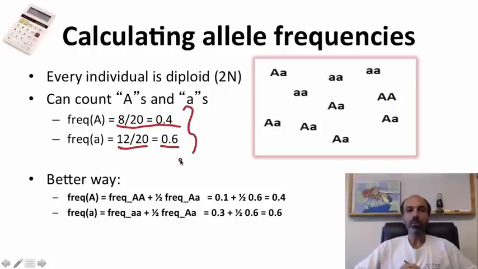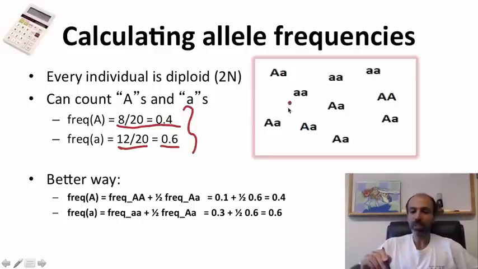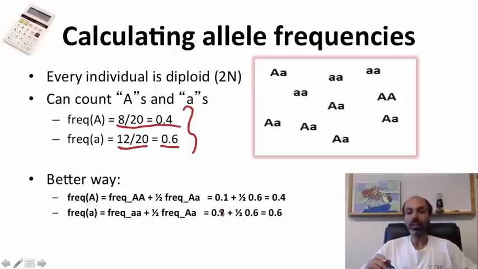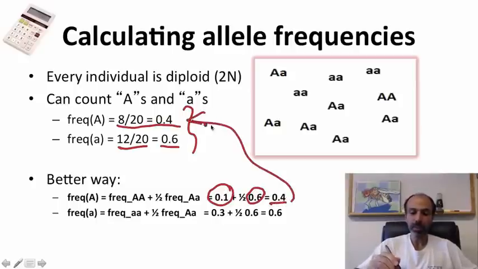The better way, when we're working with a large number of genotypes, rather than counting the individual alleles like this, is to look at the genotype frequencies. We know that big A, big A's are completely made up of the big A allele. So the frequency of big A would be the frequency of big A, big A's, plus half the frequency of big A, little a. These are the numbers we used from the previous slide. Remember, our frequency of big A, big A was 0.1, and our frequency of big A, little a is 0.6. We add up 0.1 plus half of 0.6, which is 0.3, and it comes to 0.4, which is exactly the same as what we saw up here.